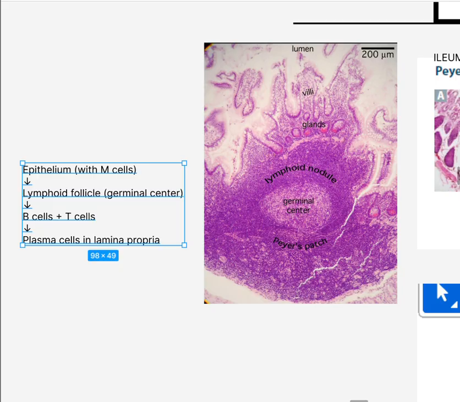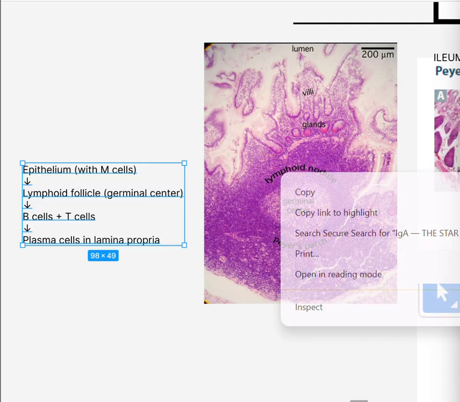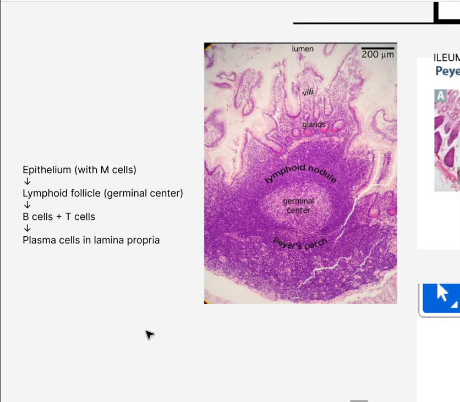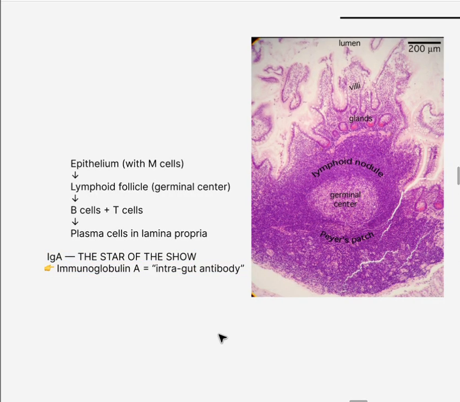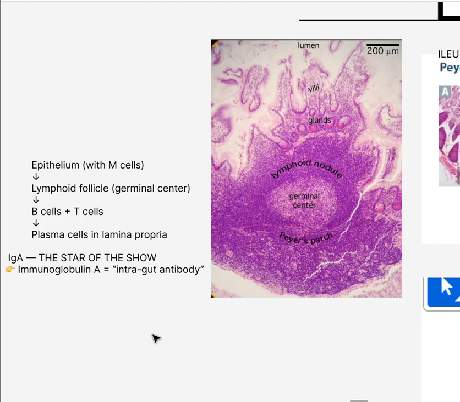And what happens next is an activation cascade. This is an immune activation cascade where the antigen is presented to the T cells, and the B cells are activated in the germinal center. The B cells then give rise to plasma cells, and the plasma cells then produce IgA. The IgA is the star of the show. It's immunoglobulin A, the intra-gut antibody. The plasma cells produce the IgA and transport it across the epithelium, and this becomes the secretory IgA. And then this is released into the gut lumen, and the IgA fights it off.